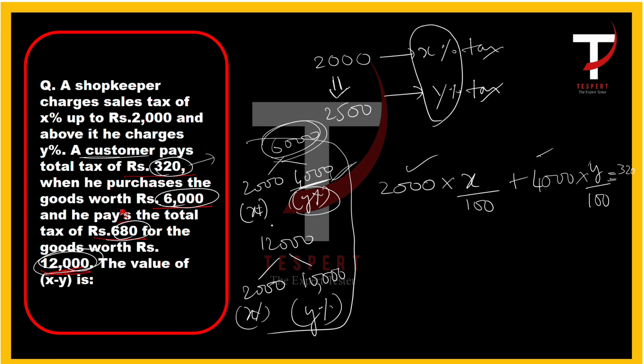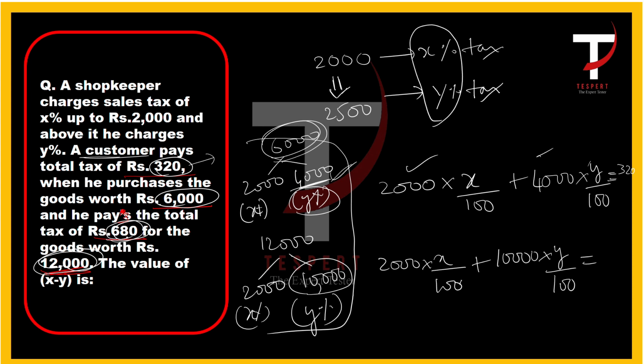In the second case, we have to calculate x% of 2000 plus y% of 10,000. In the second case, how much tax did he pay? 680 rupees. So here just calculate this. 20x plus 40y is equal to 320. This is equation 1.